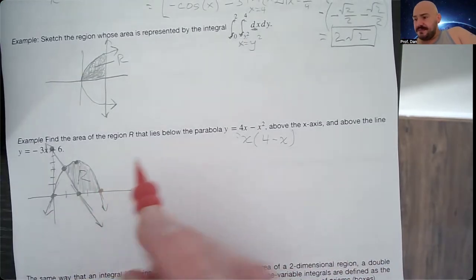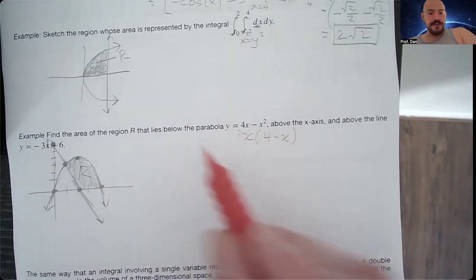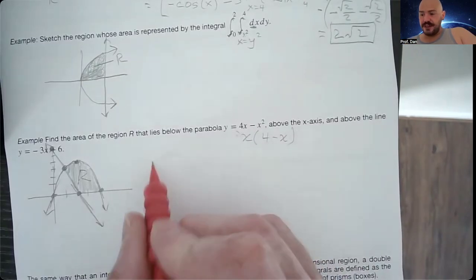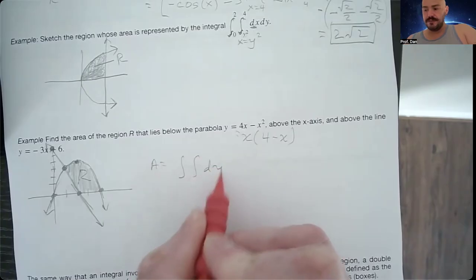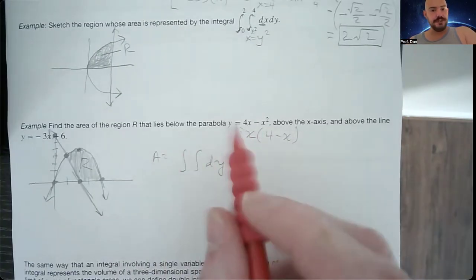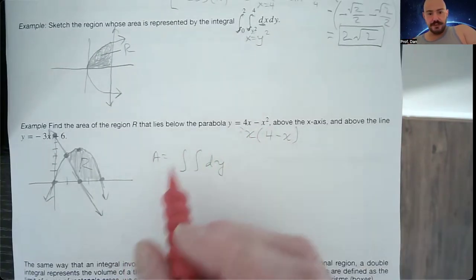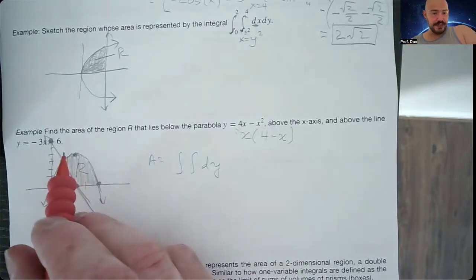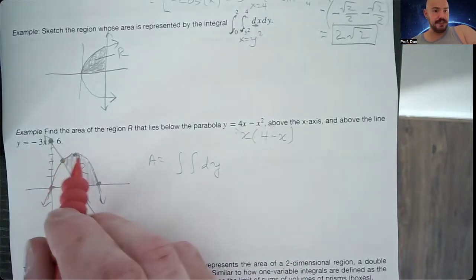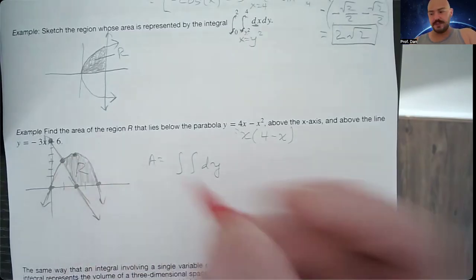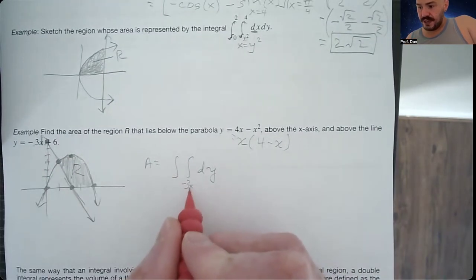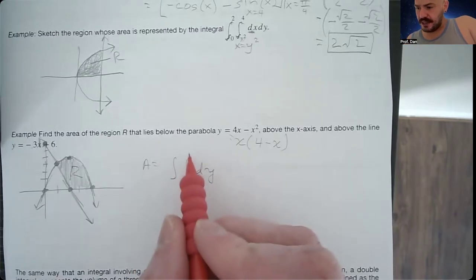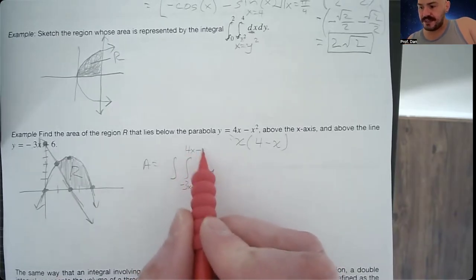So with that said, we have our functions in terms of x. That means that to find our area, the inside integral has to be a dy integral so that our bounds can be these 2 functions. So remember, first thing we're going to look at is between the parabola and y equals negative 3x plus 6. So this is on the bottom, negative 3x plus 6. And on the top, we have 4x minus x squared.